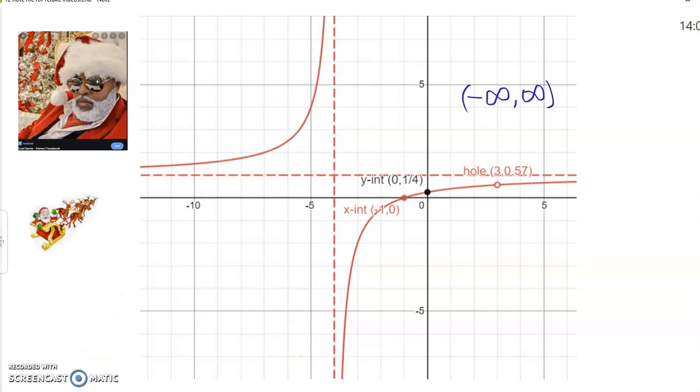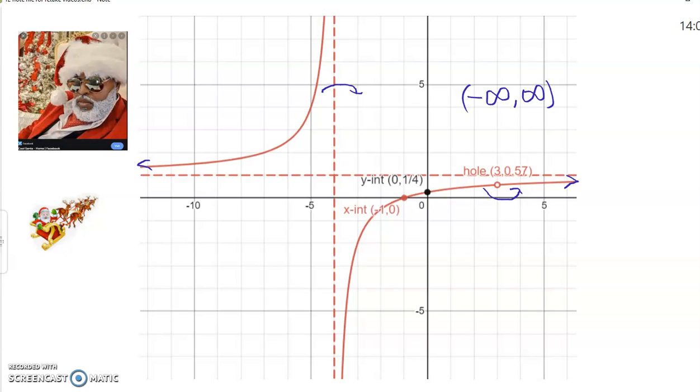Because yes, any x value will work going all the way out to negative infinity or all the way out to positive infinity. But we somehow have to understand how to skip over that vertical asymptote and that hole. Okay, so that's the trick.